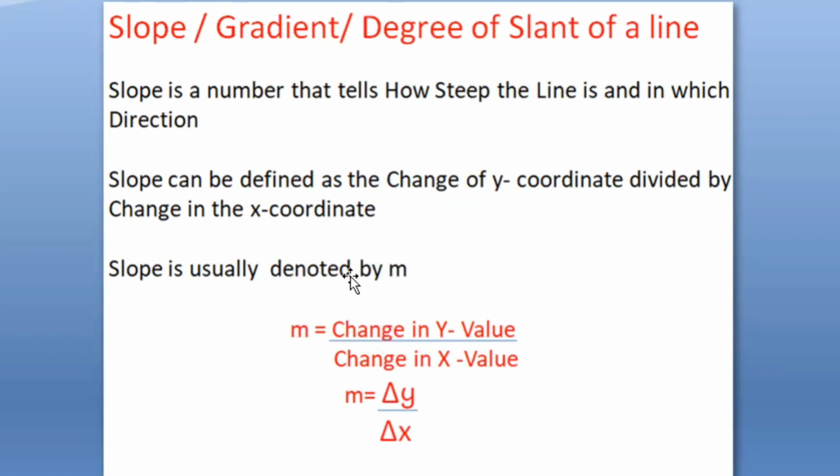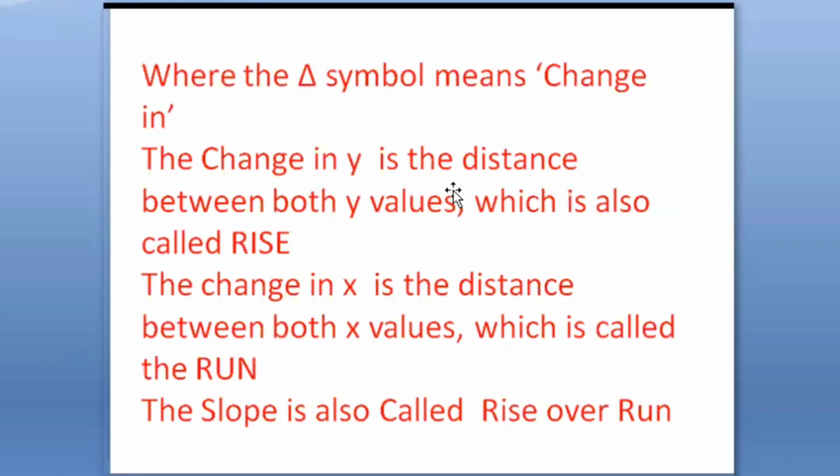If I want to calculate the slope, I need the change in y value and the change in x value. Here is another way to represent the slope formula. This delta represents the difference between the y values and the difference between the x values. This triangle can also be called the change in. The change in y is the distance between both y values, which is also called the rise. The change in x is the distance between both x values, which is called run. So slope is also called rise over run, gradient, slope, and slant of a line.